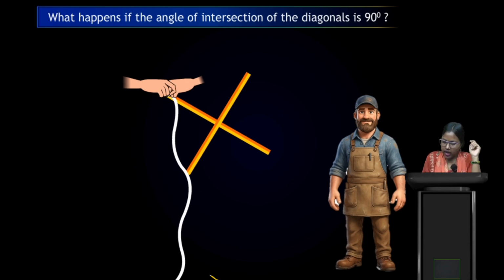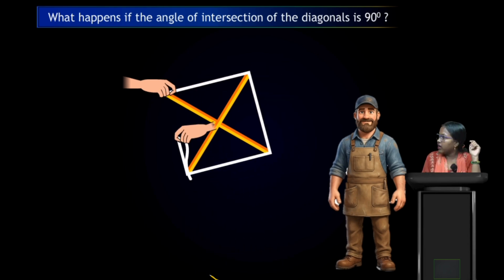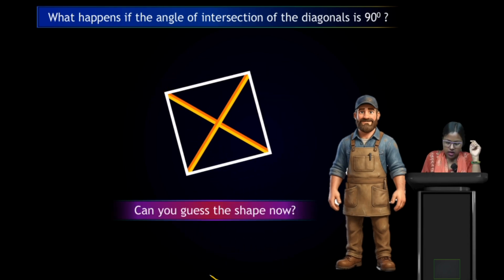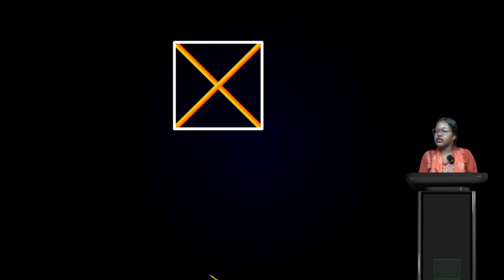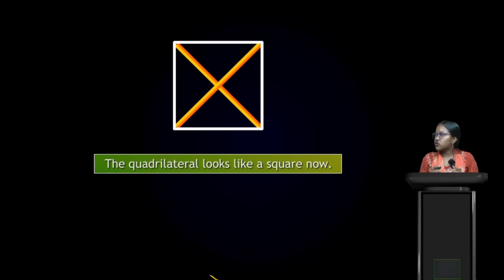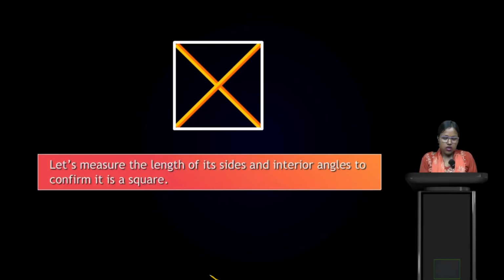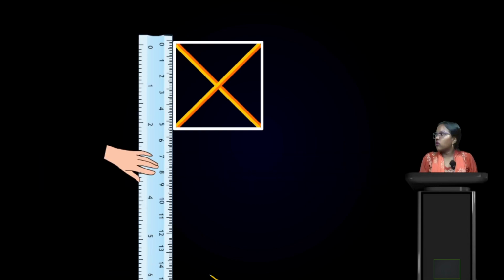So let's see. Now again you join all the corner points with a thread. Now can you guess the shape of this? Is it still a rectangle or is it a special type of rectangle? What do you think? How is it looking? This quadrilateral looks like a square now. Let's measure the length of its sides and interior angles to confirm whether it is a square or not.